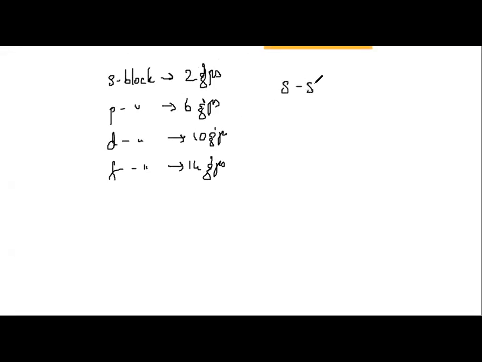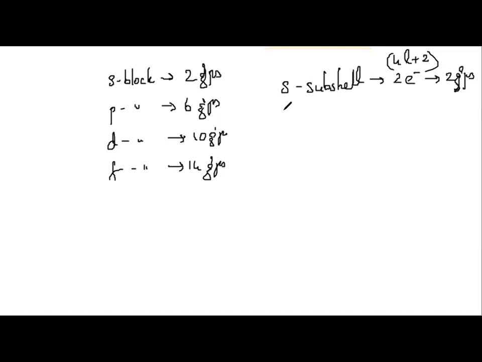Yes. s subshell can have a maximum of how many electrons? It can have a maximum of 4l plus 2 electrons. So 4l, with l equal to 0, plus 2. So 4 zeros are 0. So s subshell can have a maximum of 2 electrons. Therefore, s block is having 2 groups.